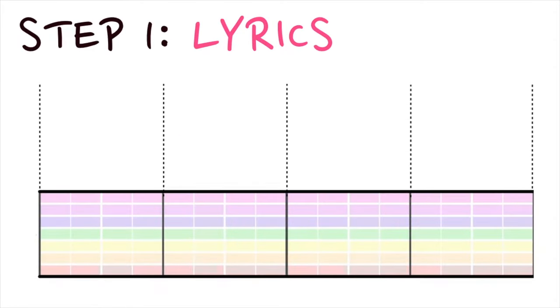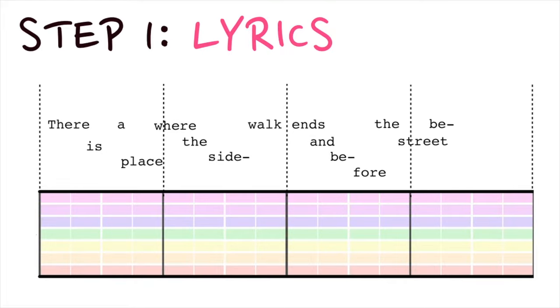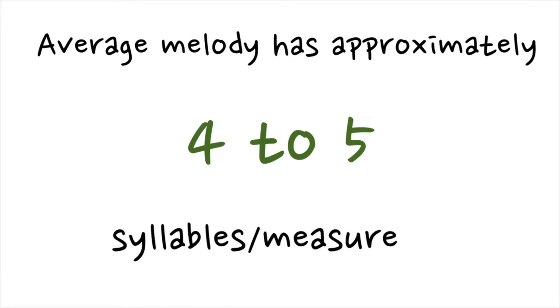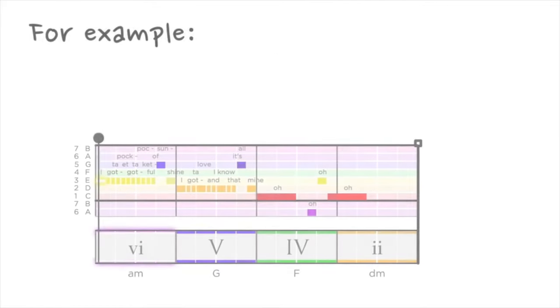Lyrics will naturally set the rhythm and cadence of your melody by determining how each syllable lines up with the beats in each measure. An average melody has around 4 to 5 syllables per measure, but depending on the number of syllables in your lyrics, this could be more or less.